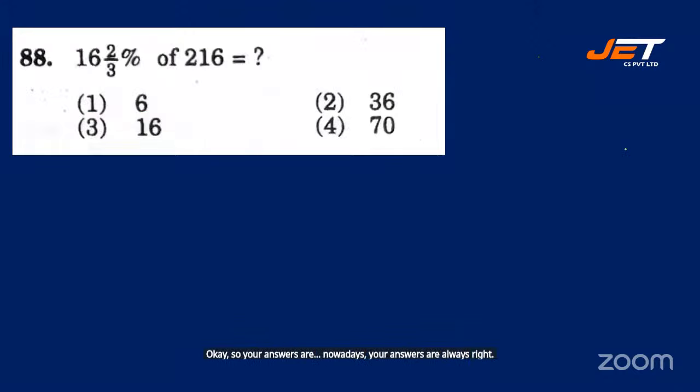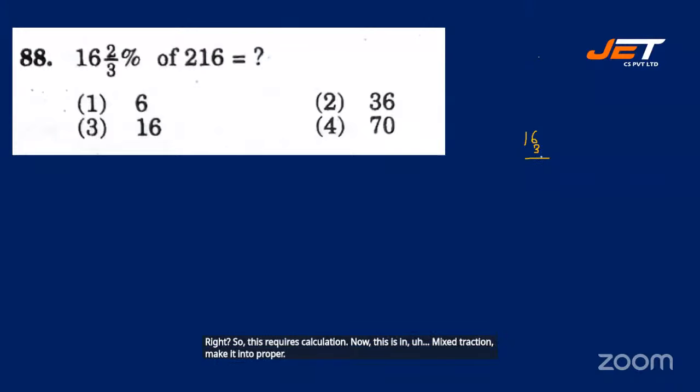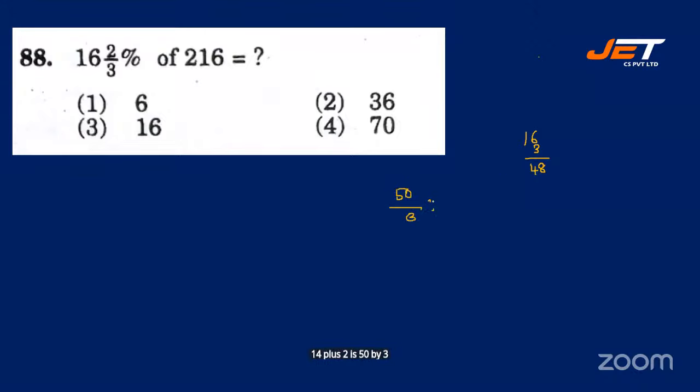All right. Now see the next question. What is 16 2 by 3% of 216? Right. So this requires calculation. Now this is in mixed fraction. Make it into improper fractions. 6 3s are 18, 18 plus 2 is 50 by 3%, right, of 216.